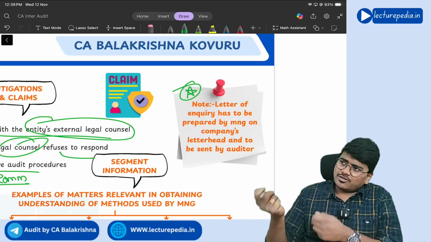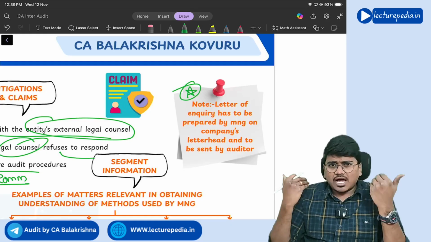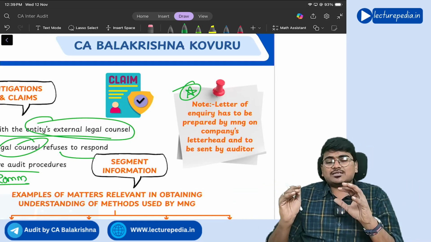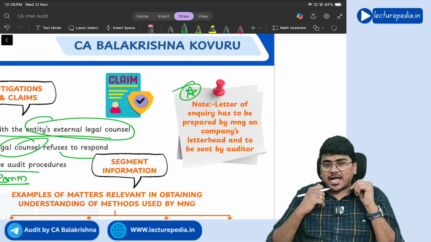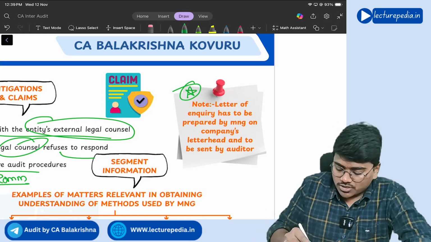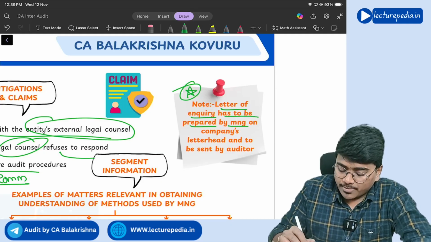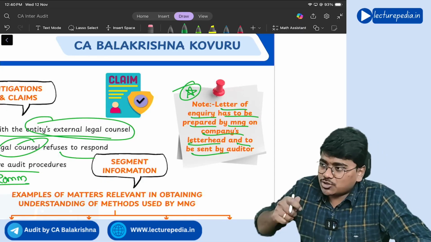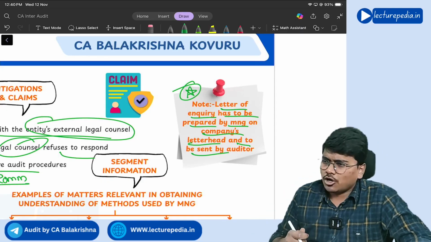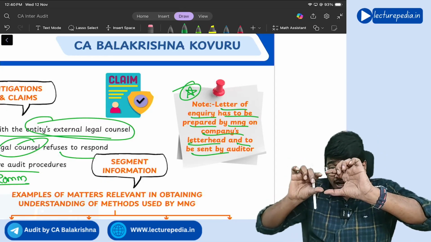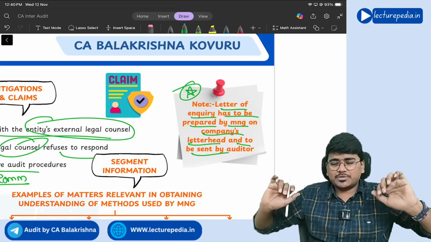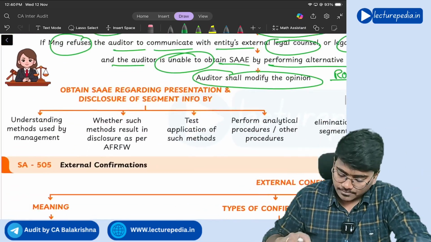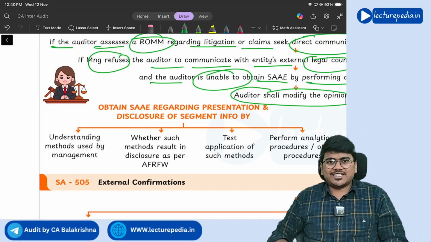So if you send the request on the letterhead of the auditor, there is a high chance that legal counsel will not respond to it. So you should always use the letterhead of the management. Clear? Yes. So see, the letter of inquiry has to be prepared by management on the company's letterhead and sent by the auditor. So it has to be sent from the auditor's mail ID or through the auditor's address, but on the letterhead. You have to type this letter on the letterhead of the entity, the client. Clear? Yes.